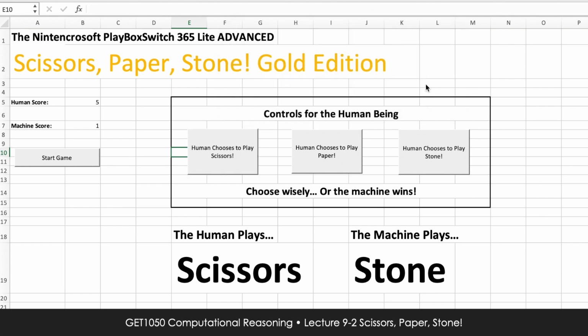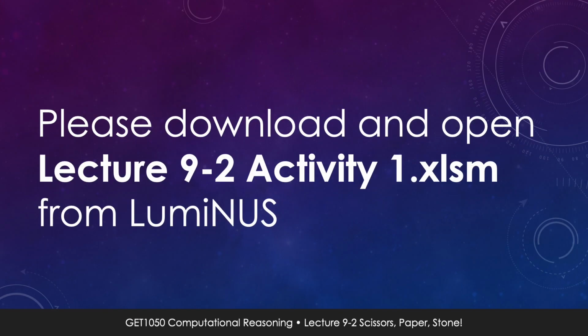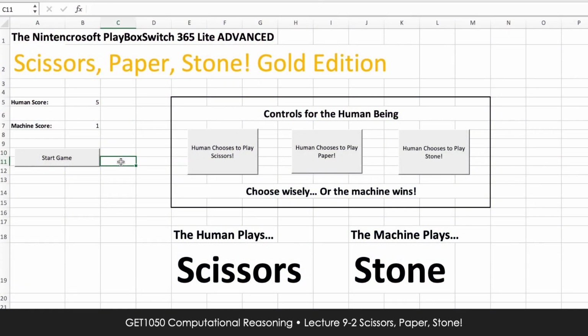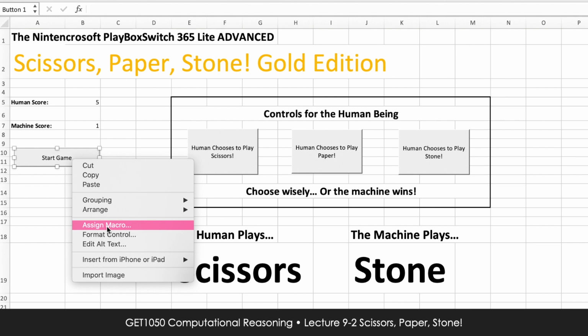Okay, so this is the game that we're going to create. If you're going to play paper, then you click this. You're going to play stone, we're going to click this. Okay, so how do we code a game like that? I want you to open the lecture activity spreadsheet. Let's begin. You're going to see a template that looks like this. So let's begin coding. Let's begin by coding the start game button.